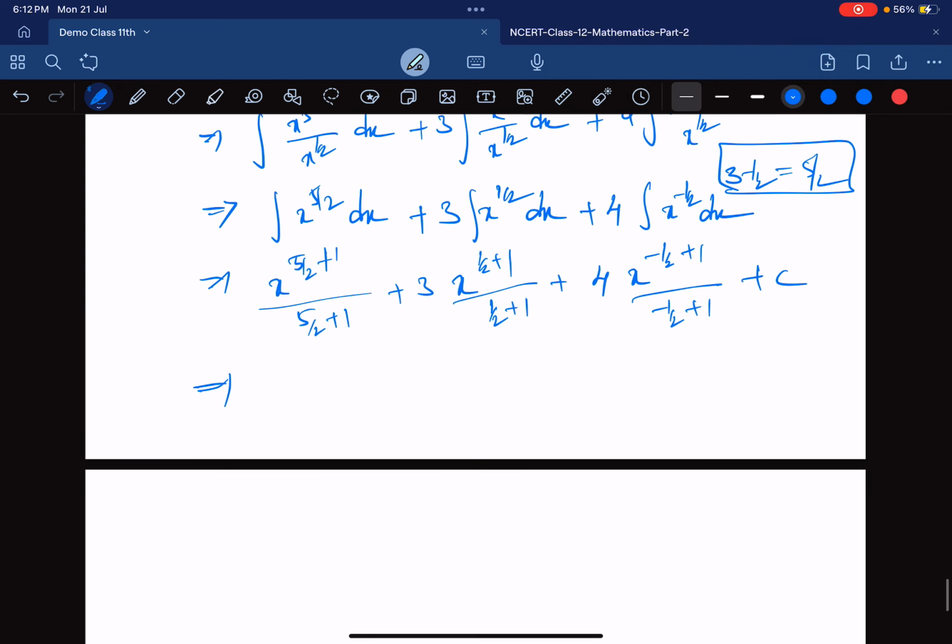So this will be 7/2, that is 2/7 into x^(7/2). Then 3/2, so 3 gets cancelled: 2 into x^(3/2). And now −1/2 plus 1 is 1/2, so 8 times x^(1/2), plus c. So this is the final answer.